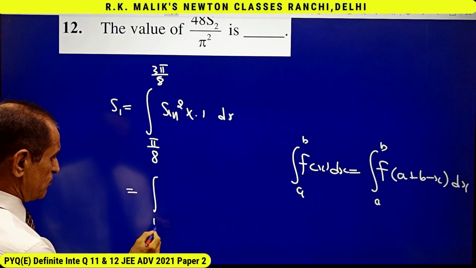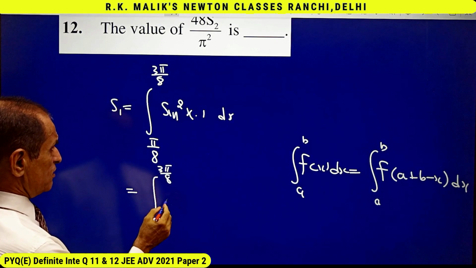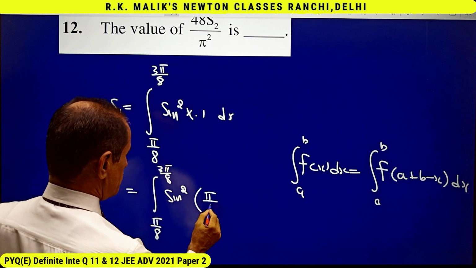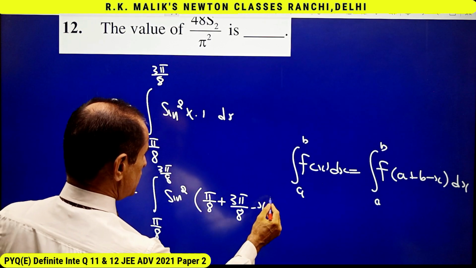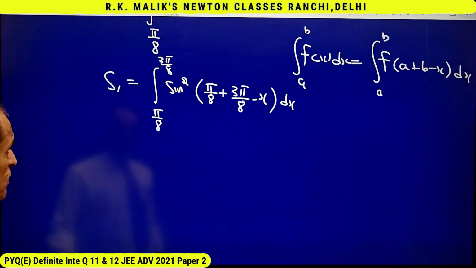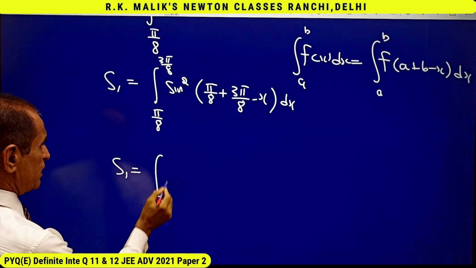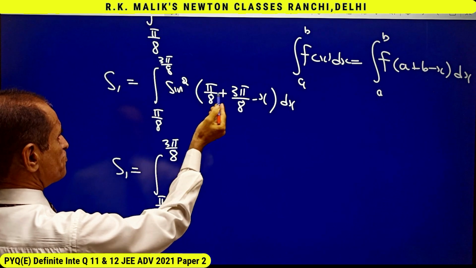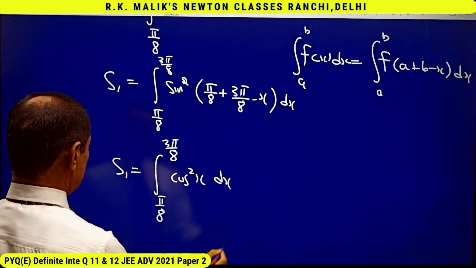I will get the integral from pi by 8 to 3 pi by 8 of sin square of pi by 8 plus 3 pi by 8 minus x dx. It is also S1. Hence, S1 becomes the integral from pi by 8 to 3 pi by 8, and it is pi by 2 minus x. Therefore, it will become cos square x dx.